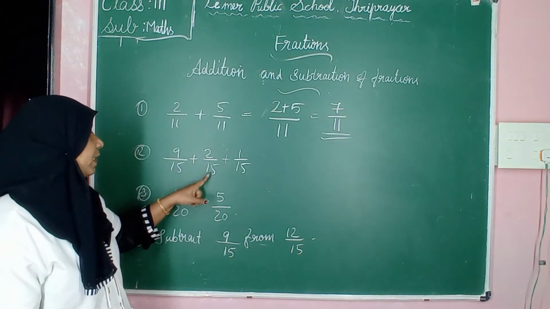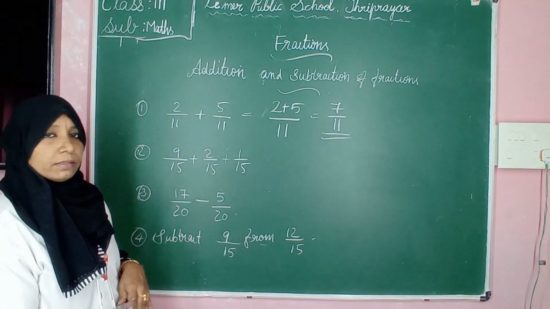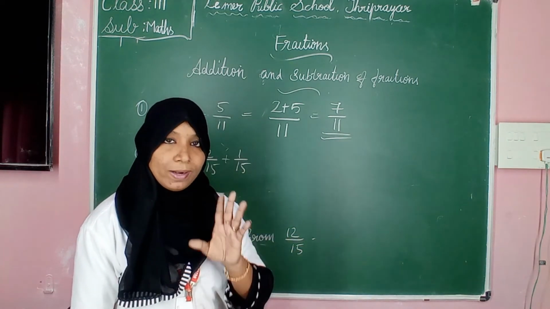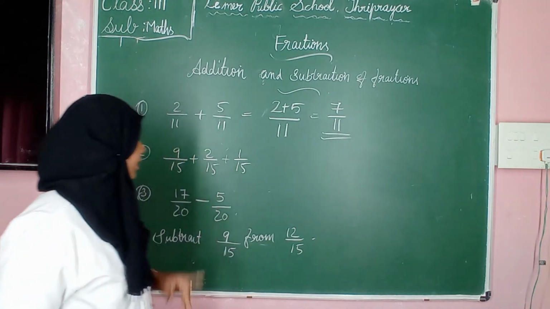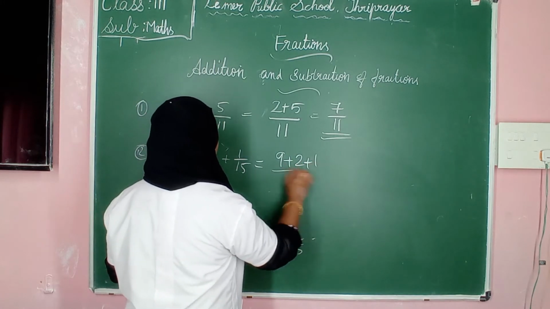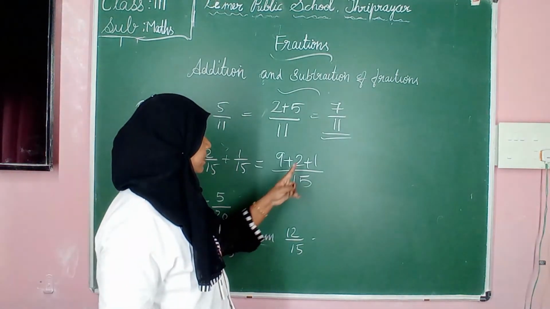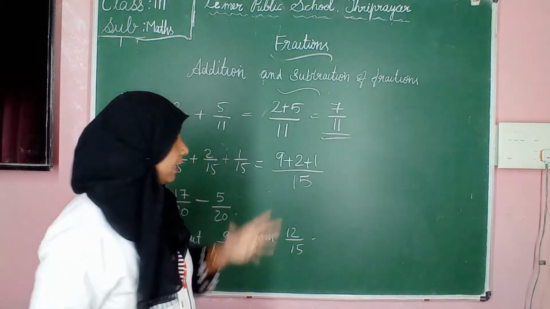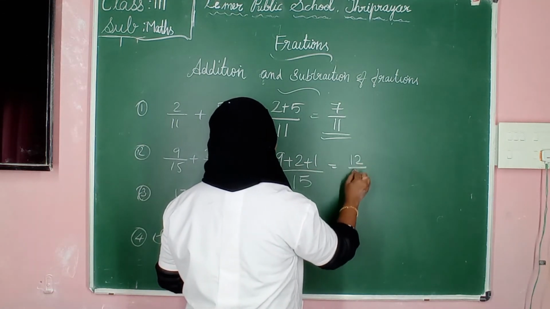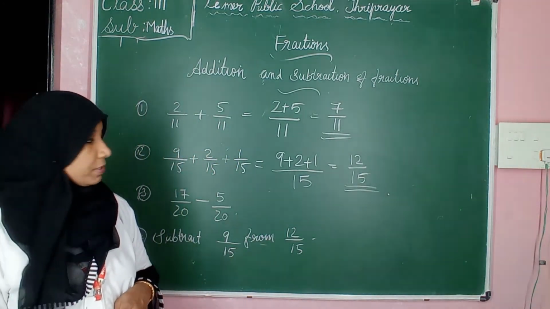9 by 15 plus 2 by 15 plus 1 by 15. Three fractions are there. Don't worry, add the numerators divided by the same denominator. The denominator is the same. That means 9 plus 2 plus 1 by 15. This step is very important. 9 plus 2 plus 1 by 15. Then add. 9 plus 2, 11. 11 plus 1, 12. 12 by 15.